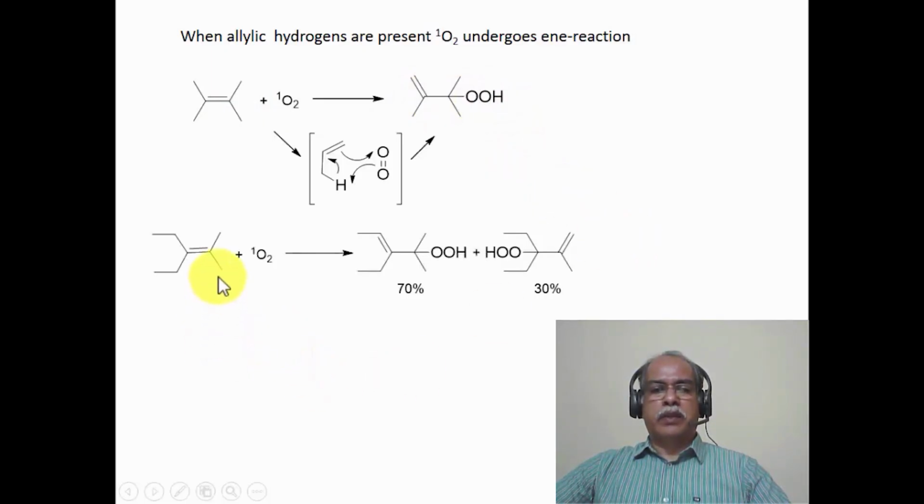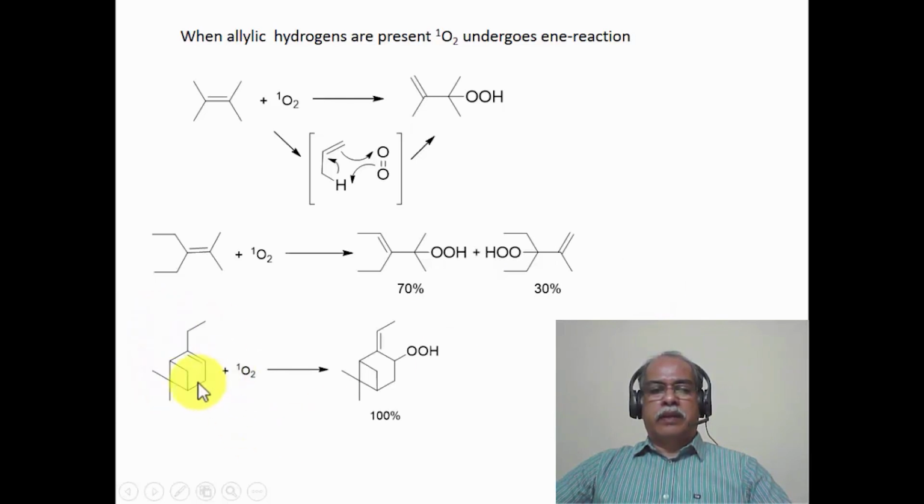Wherever there are two sites possible, there are two allylic sites possible in this particular molecule. One site is here, the other site is over here. In fact, nearly a 70-30 ratio of the two products is formed. The more substituted olefin is formed, for example, because the hydrogen transfer from a more substituted carbon is more facile compared to a less substituted carbon. That would explain the product distribution of these two hydroperoxides that are formed in this particular reaction.